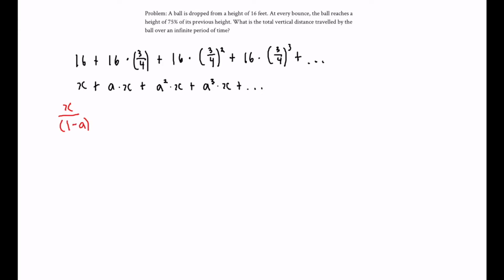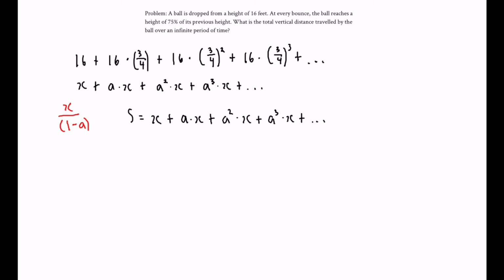In case you do not know where the formula came from, we can derive it using some simple arithmetic and clever algebra. Let us define the variable s as the sum of the infinite series. So s becomes x plus a times x plus a squared times x, a cubed times x, and so on.